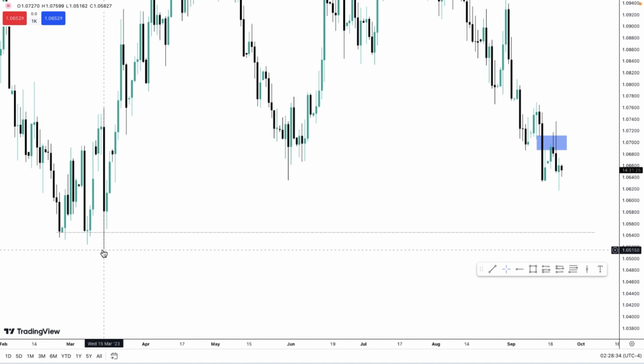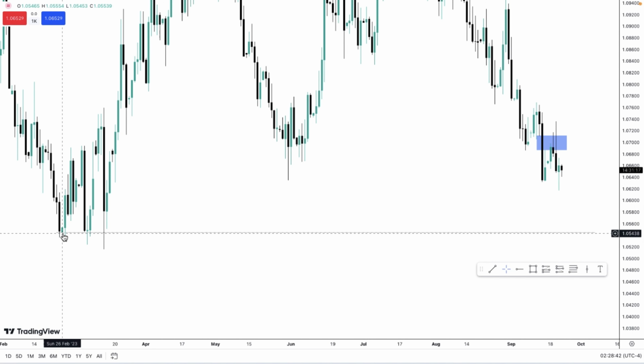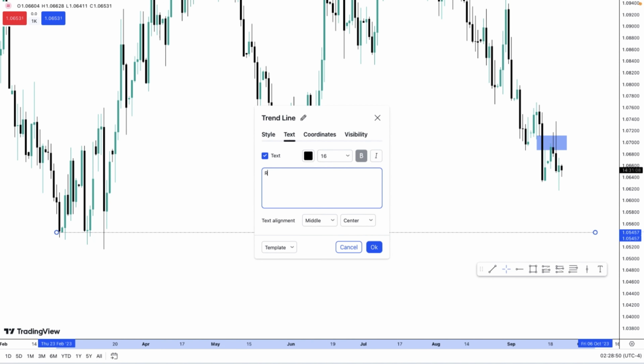It used the wick here to take out this double bottom. So the wicks do the damage. The bodies tell the narrative. The bodies, that's where the liquidity is at. So the bodies tell you that these are relatively equal lows. In other words, this is sell side liquidity.